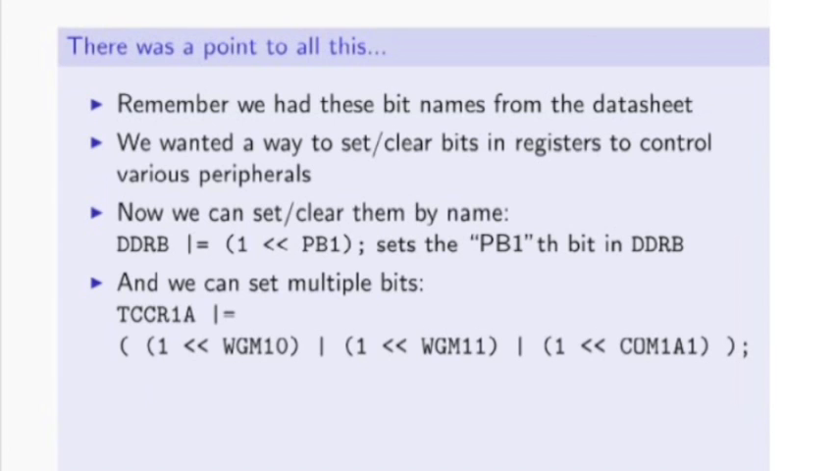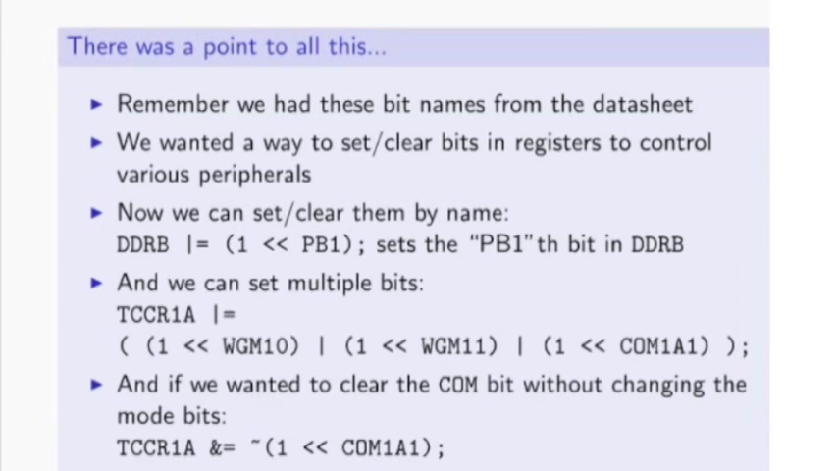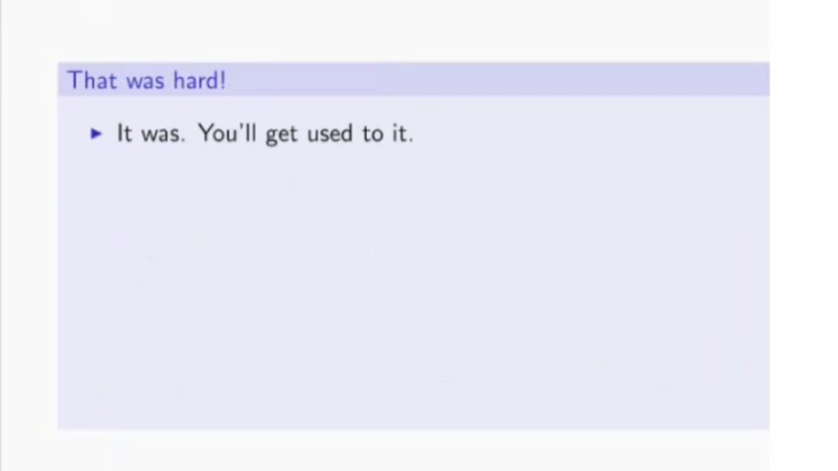Similarly, if you want to turn a bit off in a register without clobbering any of the other bits, so maybe we want to turn off the pin flipping output on the PWM without changing the PWM mode or any of the other setup for that peripheral, you can use this AND with a NOTed bit shift to flip off just that one bit. And you'll see this all the time, and this is easily the strangest thing to you if you come from Arduino land. You'll get used to it.